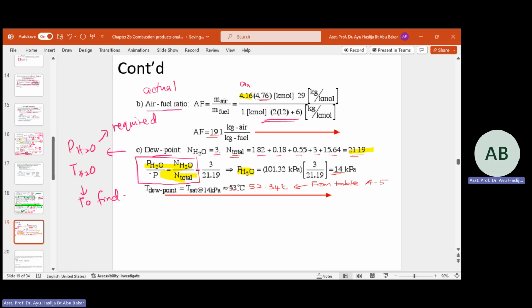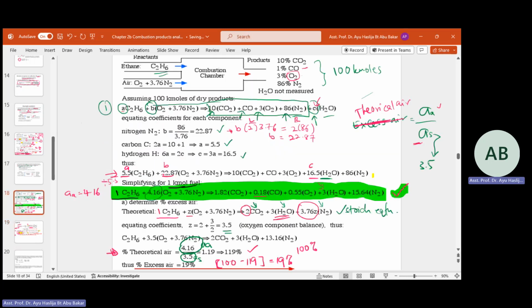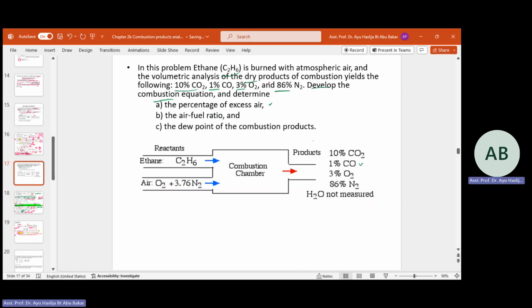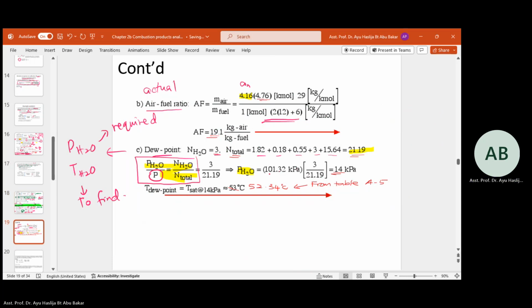Okay, so P tadi, dia ada bagi tak nanti? P atmospheric air. So at STP. You know not this short form, STP. Yes, 25 degrees C, 1 atm. 1 atm equivalent to 101. Okay, so just take the value from the statement, then you akan dapat partial pressure of H2O.